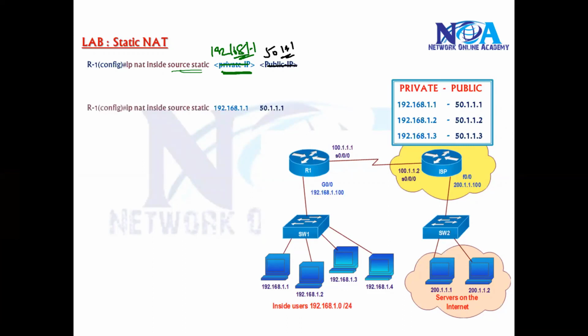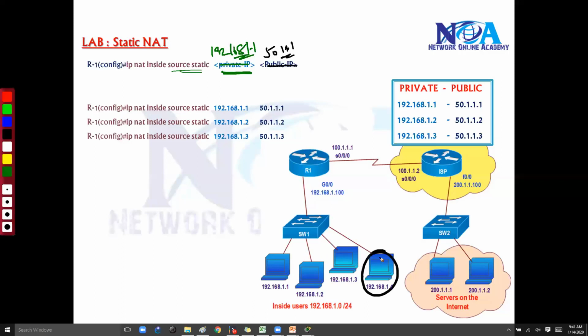So we have to say IP NAT inside source static, the private IP and the public IP. Similarly, if you want to translate the second address, 192.168.1.2 is translated to 50.112. And the third example, 192.168.1.3, is getting translated to 50.113. This private to public IP mapping you can decide as per your requirement. I'm not translating the fourth one. The fourth one will not translate and will not communicate. That's the reason I left the fourth one.